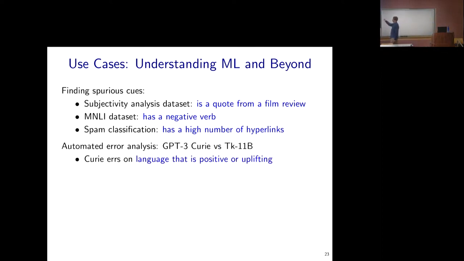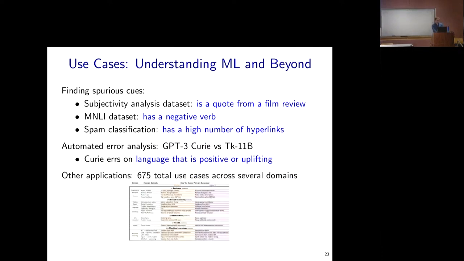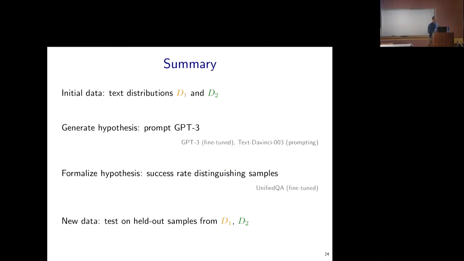Also, automated error analysis, we already talked about this, that the GPT-3 query makes errors more often on language that is positive or uplifting. And there's actually a lot of other applications. If you're interested, we created a data set with 675 different use cases across different domains. Our system currently only gets a subset of these cases. But if you're interested in automated explainability and automating science, like social science with LLMs, this is a really cool data set that I'd encourage you to check out.